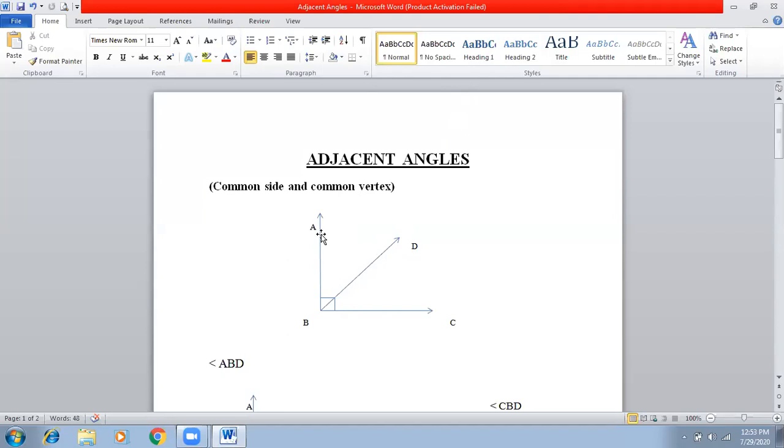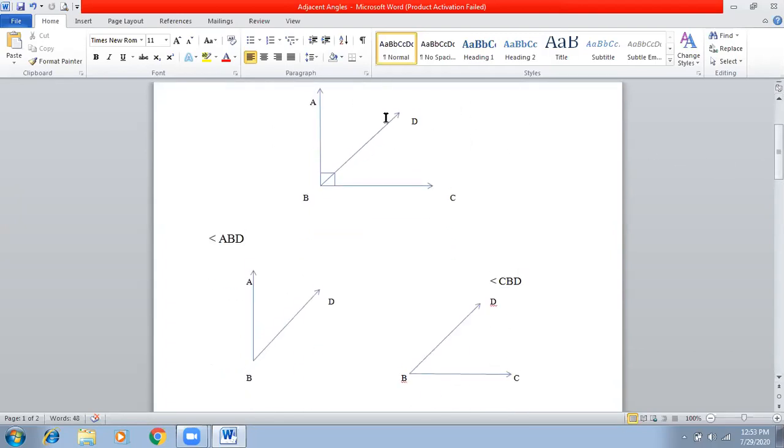Now, can you see there are two angles? One angle is this, and one angle is this. Both angles have one common side, BD, and both angles have a common vertex, B. Both angles are joined at the same point, B. So angles that have a common side and a common vertex are called adjacent angles. I have broken this angle into two angles. Which angles are formed?